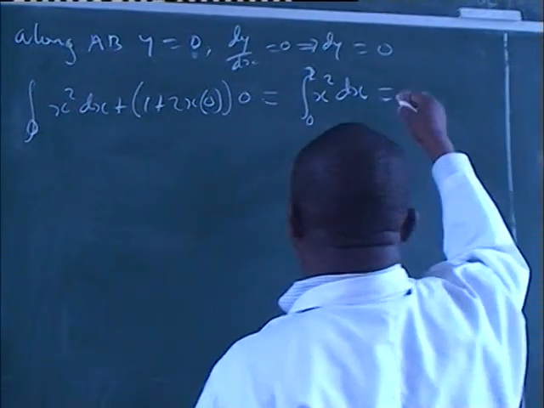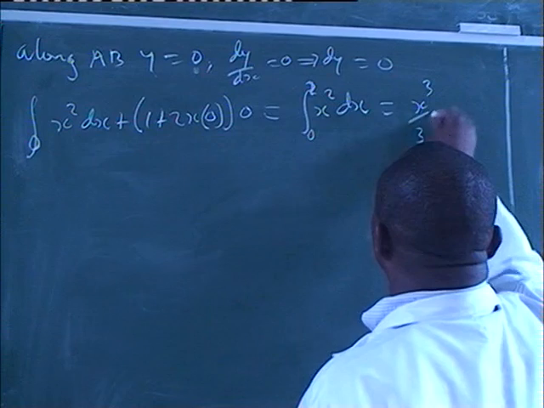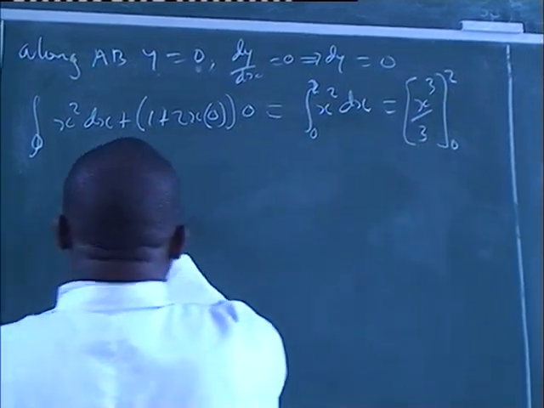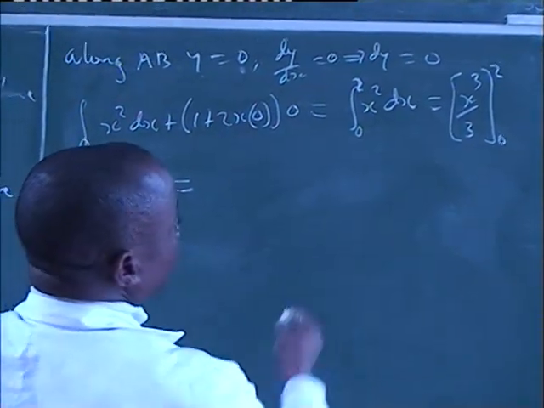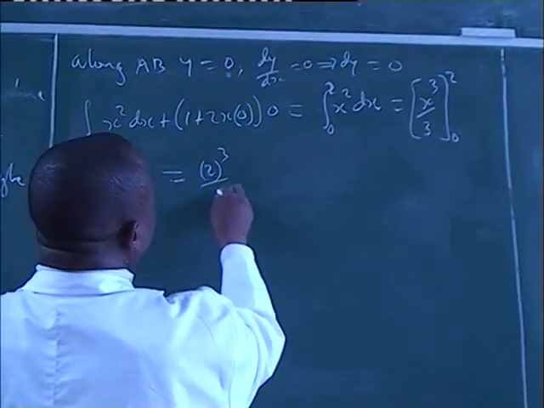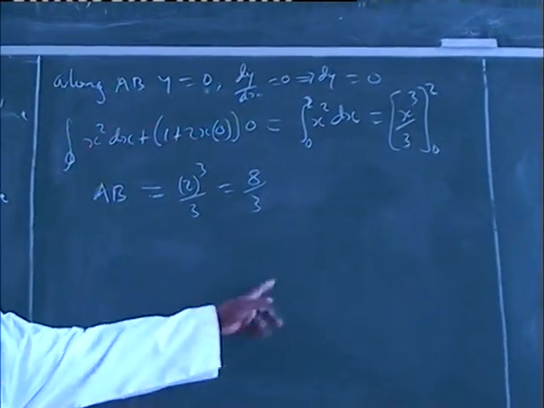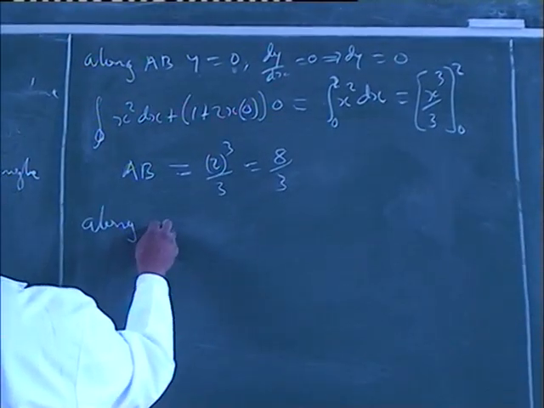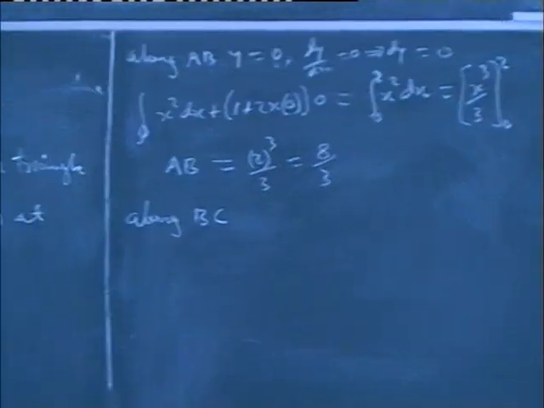Of course, if we do this, we will have x cubed over 3. And then we have 2 to 0, which will give us that line AB now becomes 2 cubed over 3, which is 8 over 3, along AB. Then we also go along BC. Along BC, which is this one.